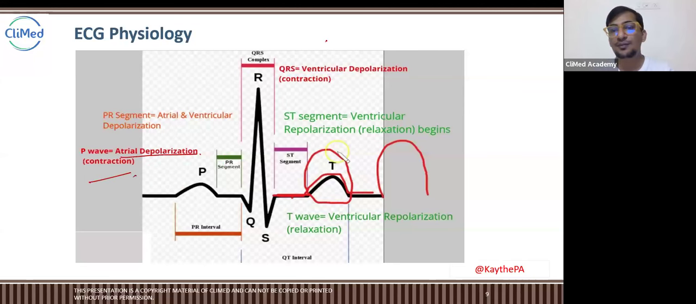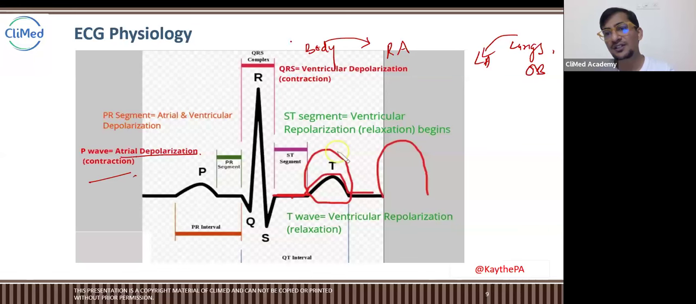So, guys, the P wave shows the atrial depolarization, contraction. As I was telling, the blood comes to the right atrium, and the blood comes to the left atrium. From where? It comes from the body, and it comes from the lungs, right? This is deoxygenated blood, this is oxygenated blood. So when it comes to the atrial depolarization, the P wave, the contraction, in that case the right atrium and left atrium are contracted.